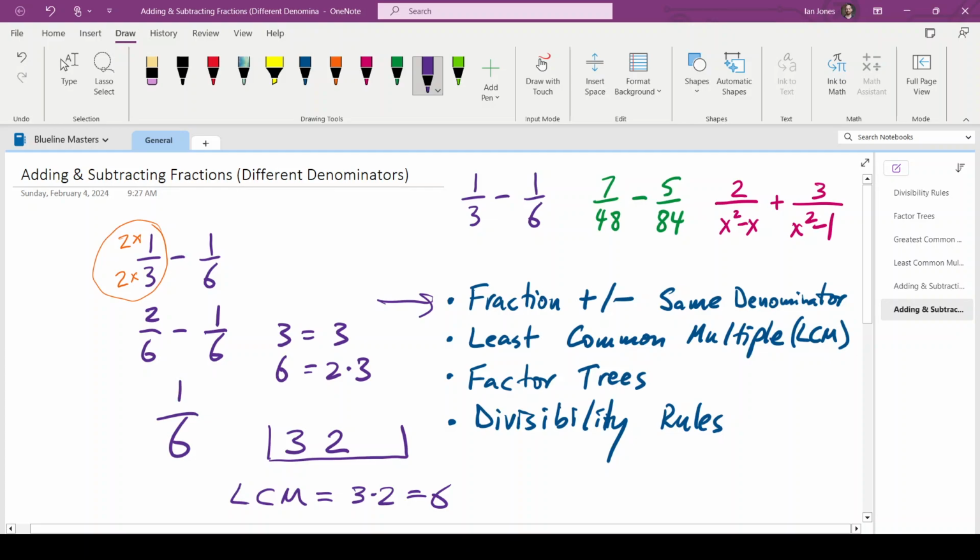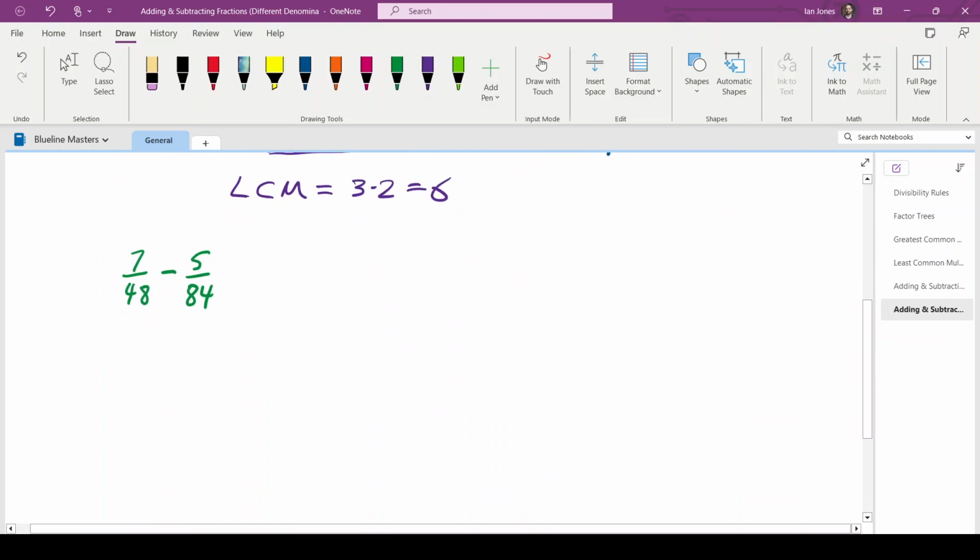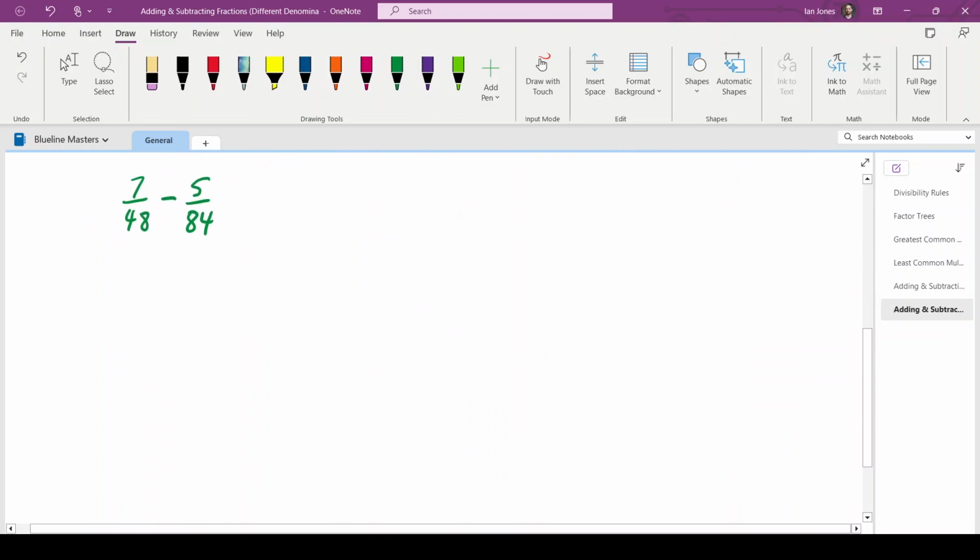Now this one's fairly simple in the sense that you can usually do it without the factor trees, without the LCM. You can just look at it and say, hey, if I multiply numerator and denominator by 2, my denominators will match. Let's move in now to the second one. 7/48 minus 5/84. It's unlikely that you're going to just be, oh, I know exactly what to multiply the numerator and denominator by. So here, we're going to use our factor trees, 48 and 84.